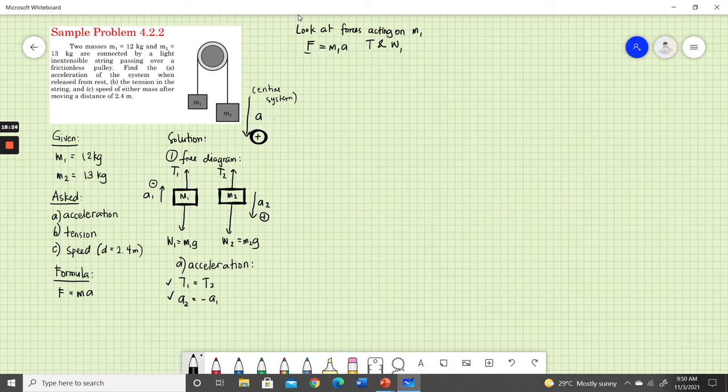Just a second, let me look up my notes. Okay. So in this situation, we have our tension and weight. So we can have tension and weight equals our M1A.